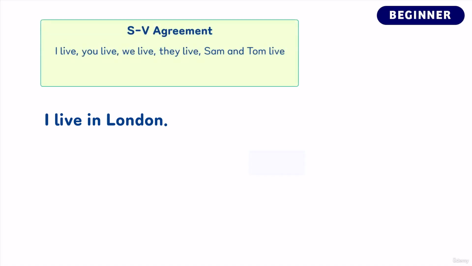To make the positive statement, if the subject is first person, second person, or a plural form, we use the base form of the verb. And when I say the base form, it means the unchanged form of the verb. So we say, I live, you live, we live, they live, and Sam and Tom live. However, if the subject is a third person singular noun, such as he, she, it, or Jack, we use the singular verb form lives. So we say, he lives, she lives, and Jack lives.